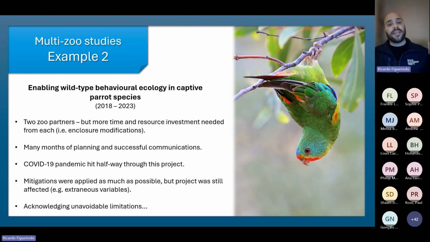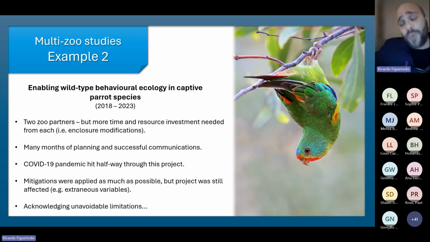And a second example, not as much of a multi-zoo study because only 2 zoos were involved. However, this project required more time and resource investment from each of the zoos, meaning that successful communication with those 2 zoo partners was really important. The aim of this study was to enable natural behaviors in captive parrots by modifying their enclosure with evidence-based modifications. What I needed from the zoo was to implement certain enclosure modifications for a period of time for me to evaluate the impact of those on the behavior of the animals. To achieve that, there were many months of planning and successful communications.